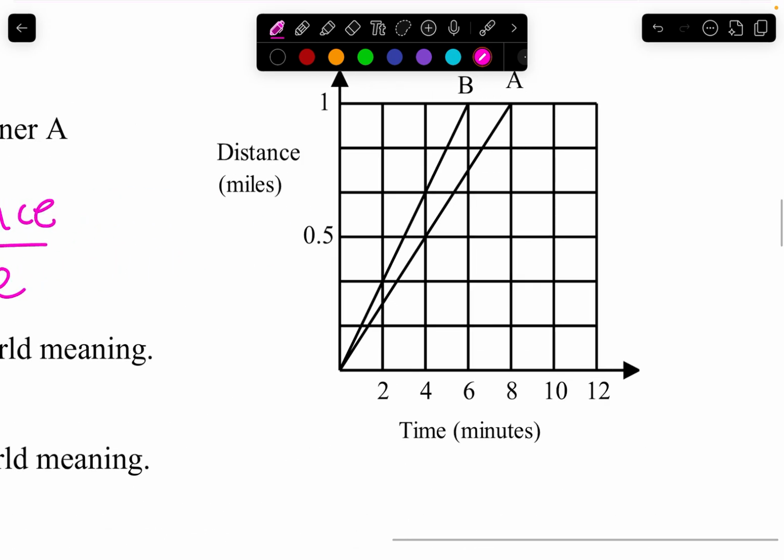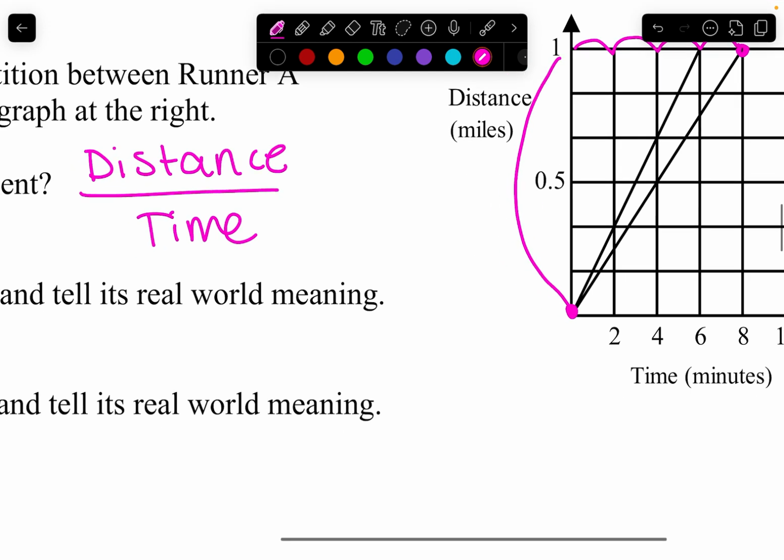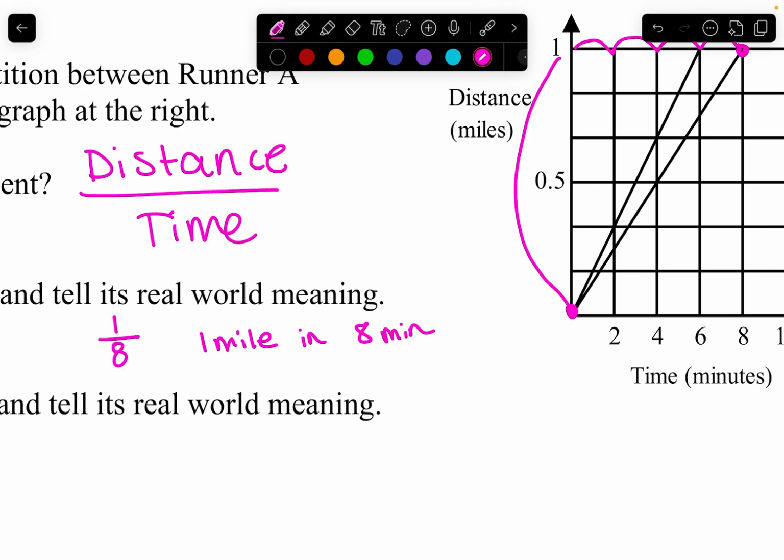Okay, so I'm going to start runner A there and end it there. So my rise is going to be 1, and my run is going to be 8. Okay, so runner A is going to be 1 over 8. Well, 1 is my distance. So the real world meaning would be that they ran 1 mile in 8 minutes.